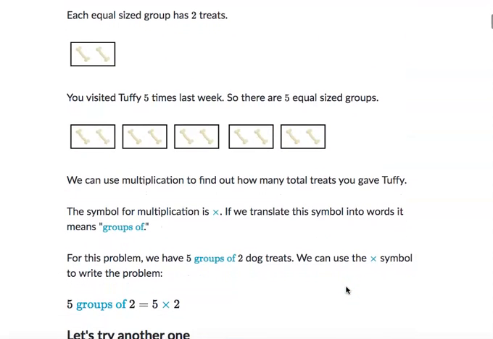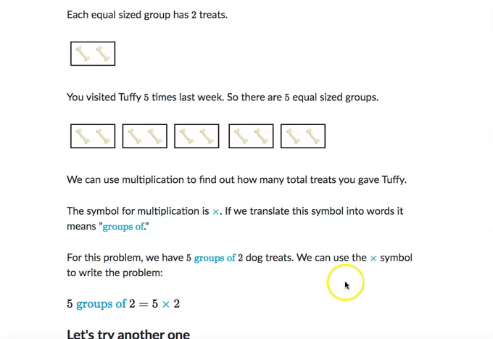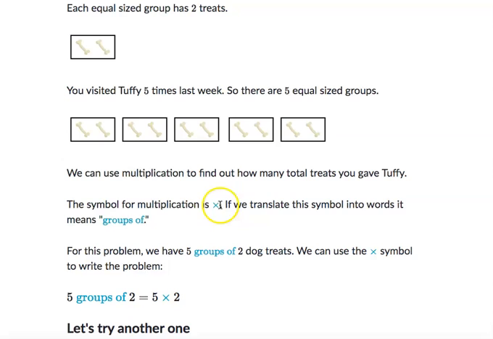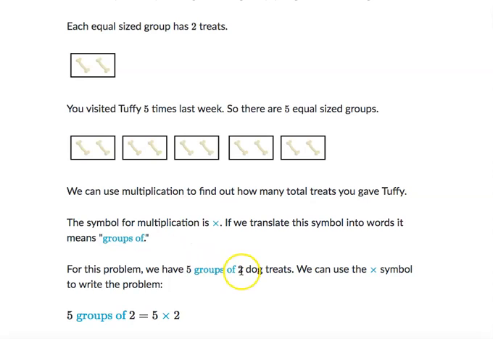We can use multiplication to figure out how many treats you gave Tuffy. The symbol for multiplication is X. If we translate the symbol into words, it means groups of, or sometimes we say boxes of. For this problem, we have 5 groups of 2 dog treats. We can use the X symbol to write the problem. 5 groups of 2 equals 5 times 2, and if you count up all the bones together, you can see that if you have 2 5s, or 5 times 2, that equals 10. You gave Tuffy 10 dog treats last week.